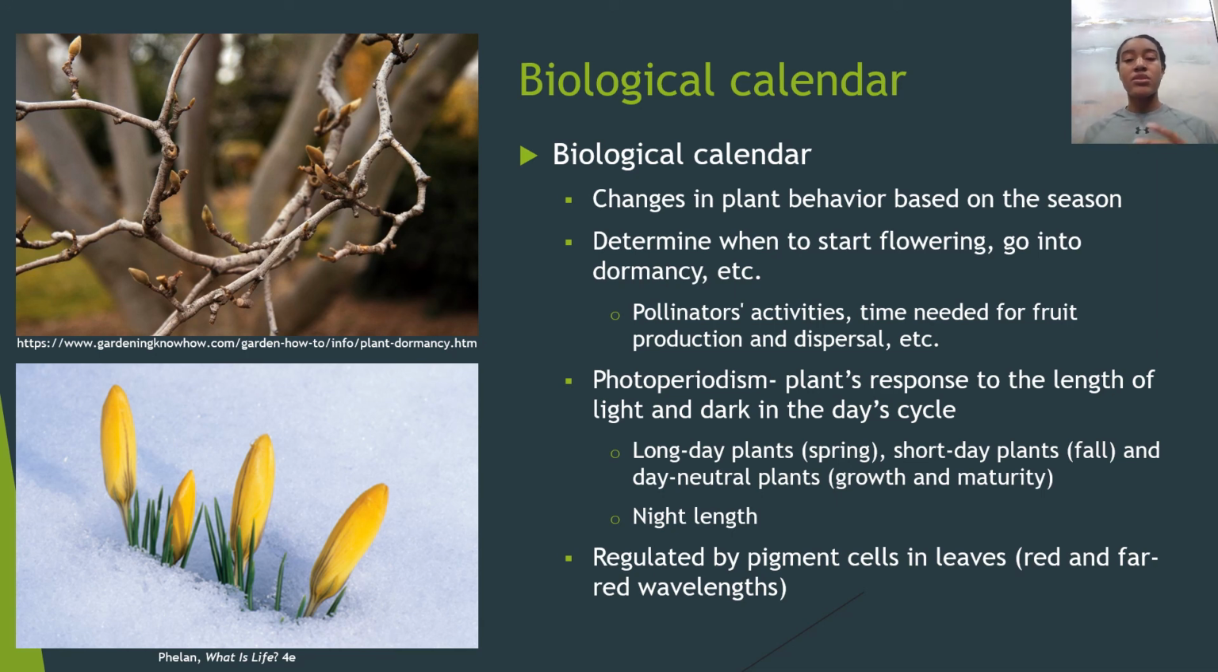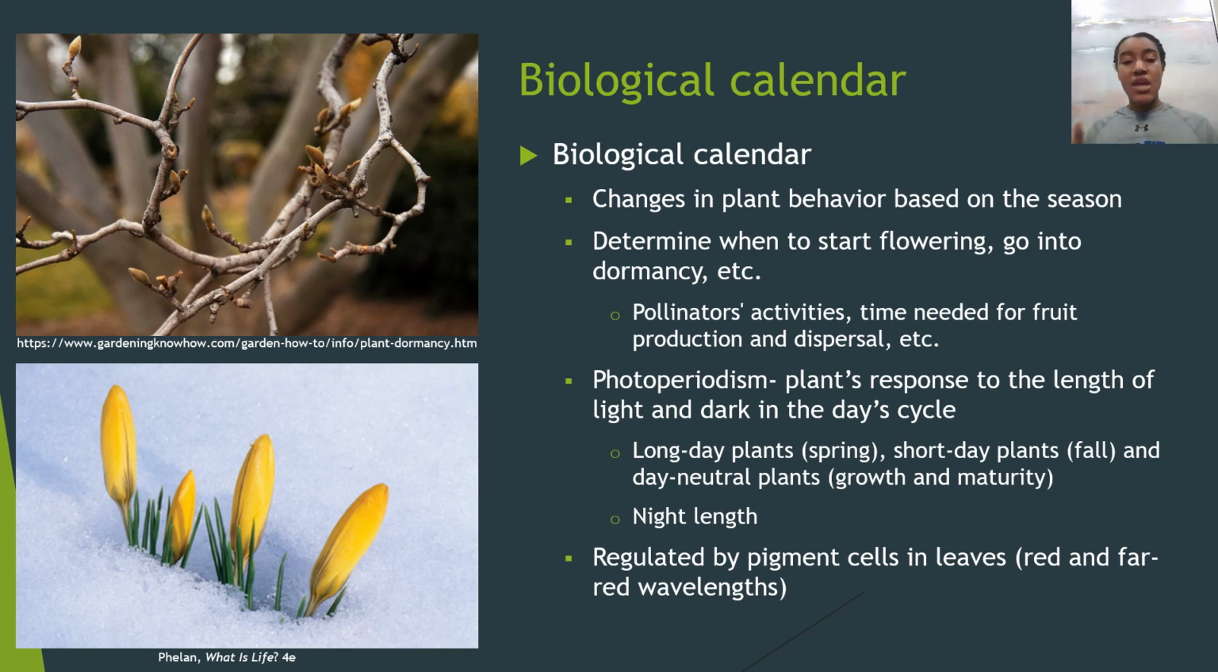Photoperiodism can result in kind of three categories of plants. We have our long day plants, which generally start to produce flowers in the spring. And then we have our short day plants, which produce flowers in the fall. And then we have our neutral day plants that grow and mature regardless of the length of night during the year. They produce flowers based on their own growth and maturity.